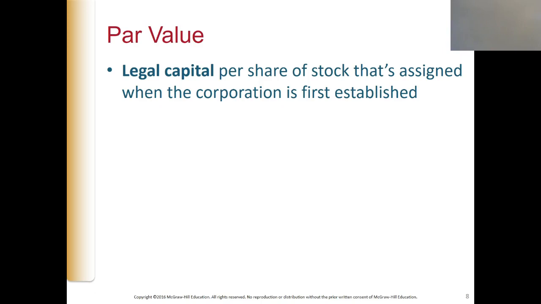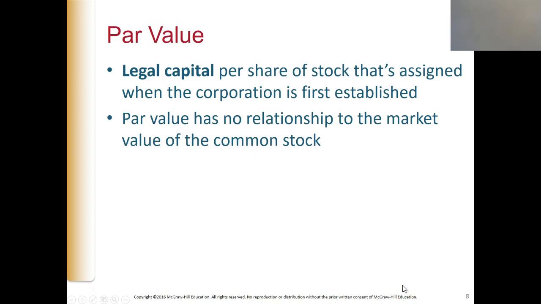Par value is a concept that applies to common stock and also preferred stock. This is a legal capital per share that's been assigned to the corporation when it is first established. Again, when they file the corporate charter, the articles of incorporation, the corporate charter will be issued, and the common stock will have a certain par value attached to it, and it can be $10 a share, $1 a share, 1 penny a share, or even less than that. Some states, though, don't require a par value, and that would be no par common stock.